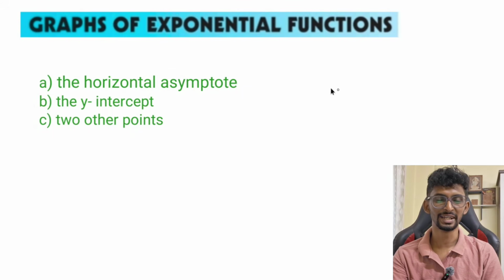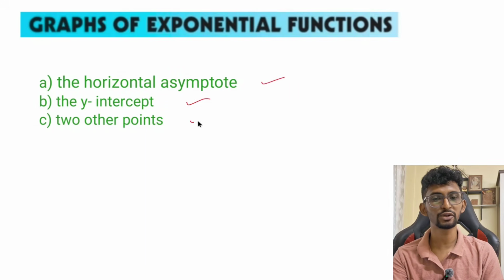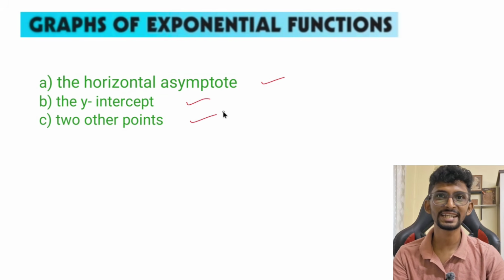Three things you will need: the horizontal asymptote, the y-intercept, and two other points. If you can find these three things, you can easily sketch an exponential function. So if you are struggling with how to sketch an exponential function, this video is for you.